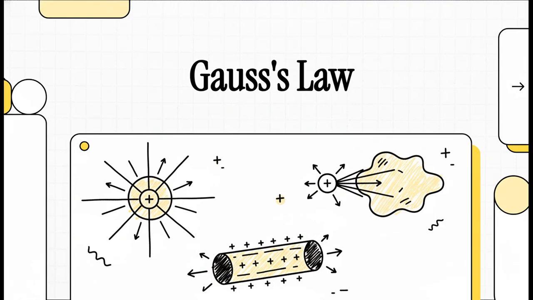All right, let's talk about one of the coolest, most powerful, and honestly most beautiful ideas in all of physics, Gauss's law. It's this incredible shortcut that lets us solve problems in electromagnetism that seem almost impossible, but with a surprising amount of elegance. Okay, let's jump right in.